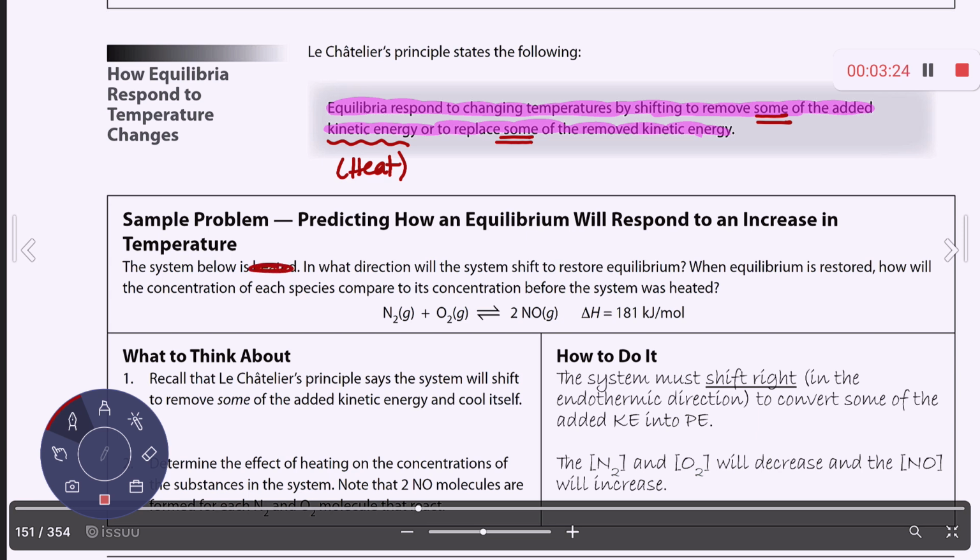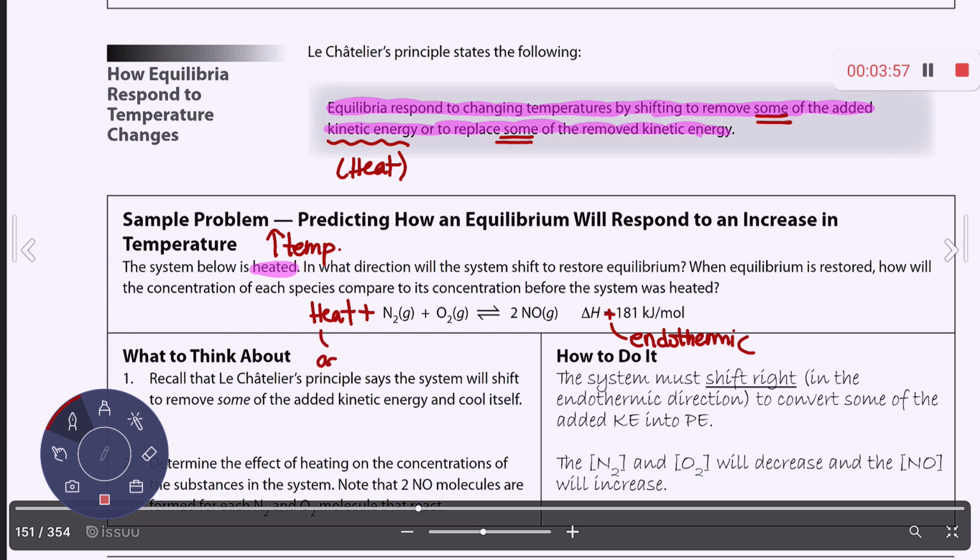Okay? So let's go over what happens with an endothermic process. Here in the sample problem, we are heating it. So that means I am increasing the temperature. If you take a look at the delta H value, it's a positive delta H value. So that means this is an endothermic process. And then what I would do is I would put plus heat on the reactant side just to remind you that it's endothermic. The reason I would do that is because if you're increasing temperature, if you can identify where the heat is, if it's on the reactant or the product side, you can predict which direction you will shift to.